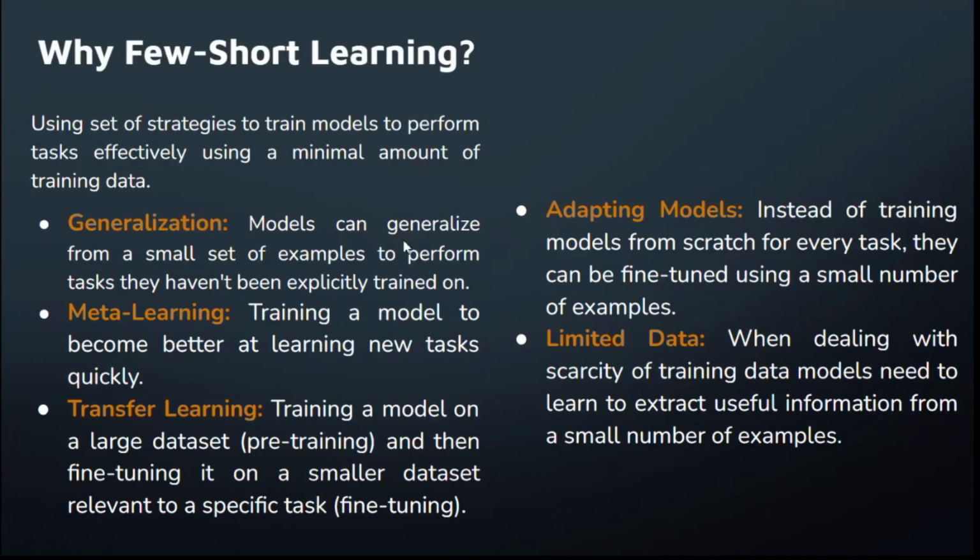Hold on, why should we even bother with few-shot learning? Well, think of it as a clever set of strategies that help our models nail tasks even with just a pinch of training data. They are like superheroes that can do anything. They take a small set of examples and generalize to new tasks. They quickly learn new tasks like it's a piece of cake. That's meta learning. They leverage pre-trained knowledge and fine tune with a smaller data set for top performance. In a nutshell, they're adaptable champs that don't need to start from scratch each and every time.